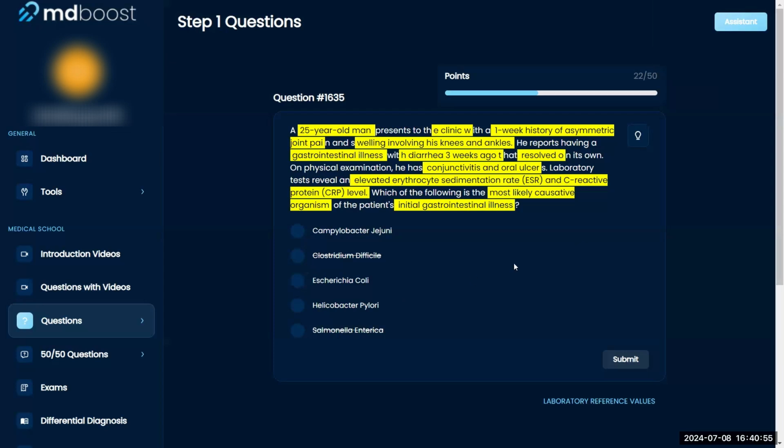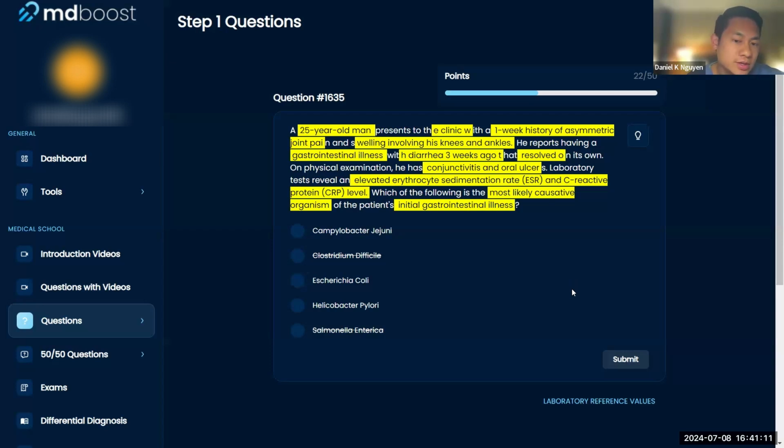I don't know the diagnosis for this. Helicobacter pylori, E. coli, and Campylobacter jejuni. I don't really know where to go from here. This is probably going to be a guess from me now. Okay. Which one do you want to go with?